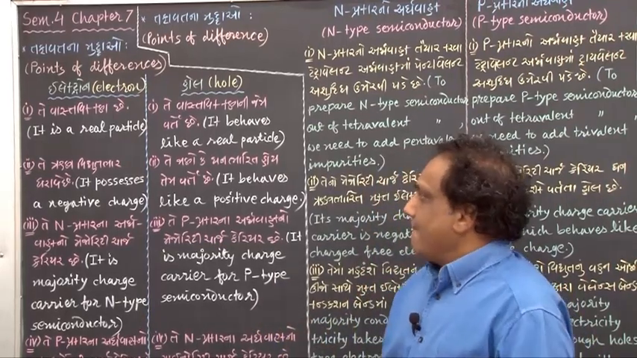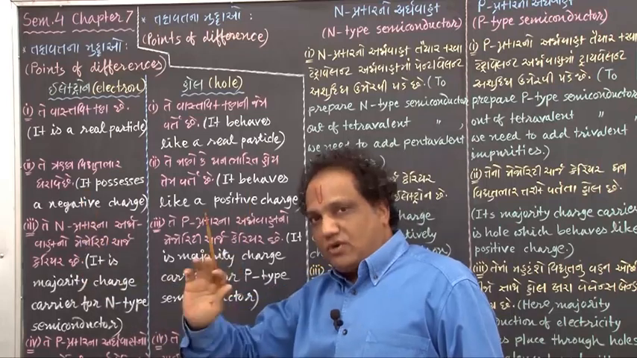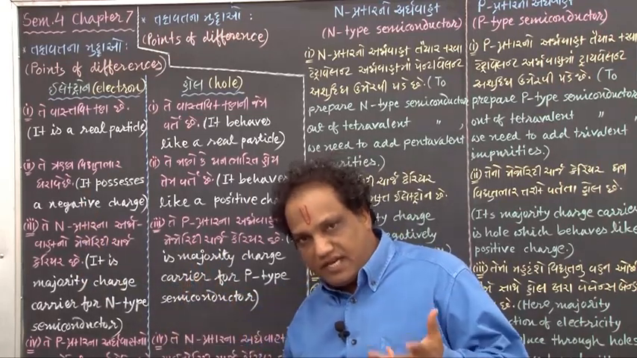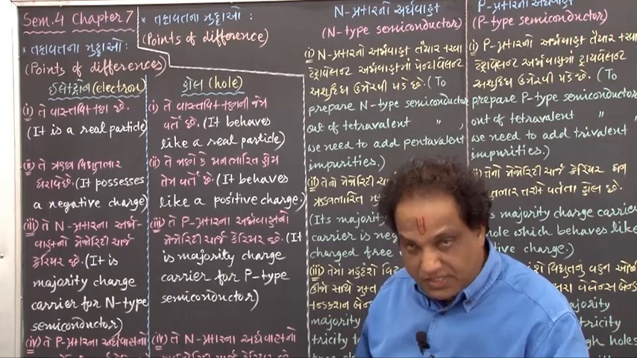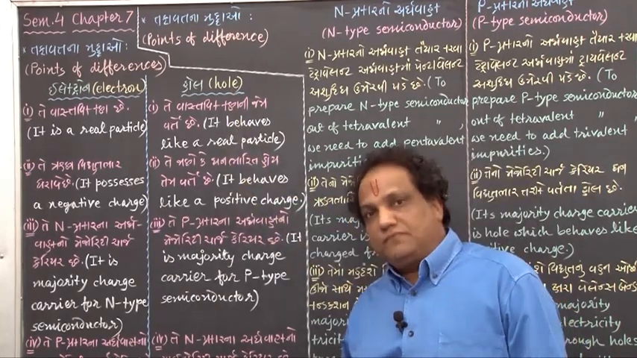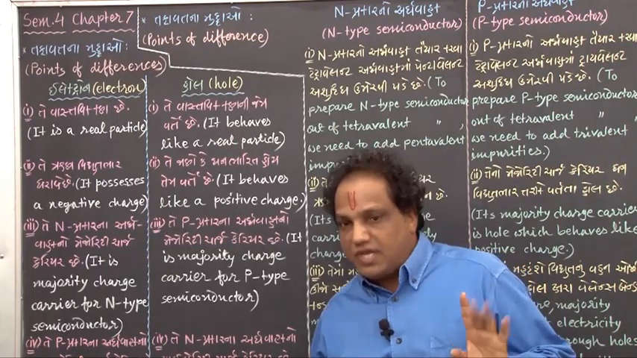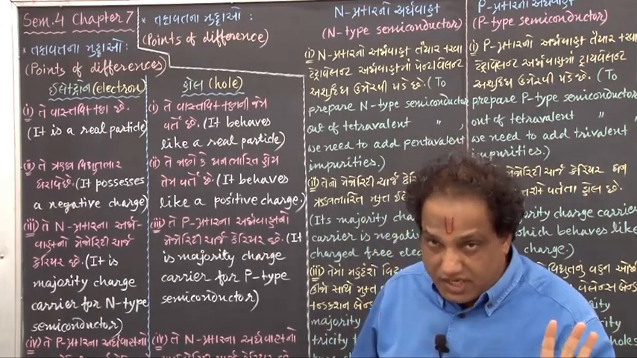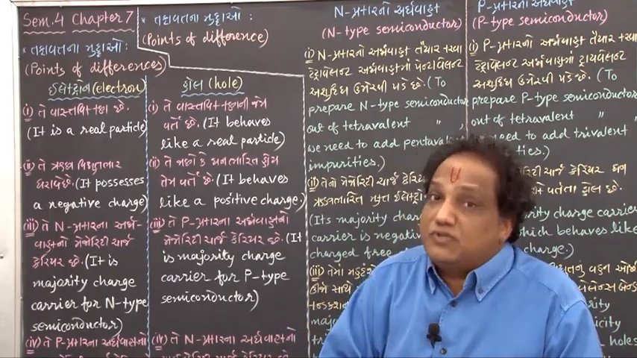Fine. Then electron has a negative charge. It is a realistic particle. And here hole, you know, it behaves as if it has a positive charge. Actually, it does not have any charge. But hole behaves as if it has positive charge.